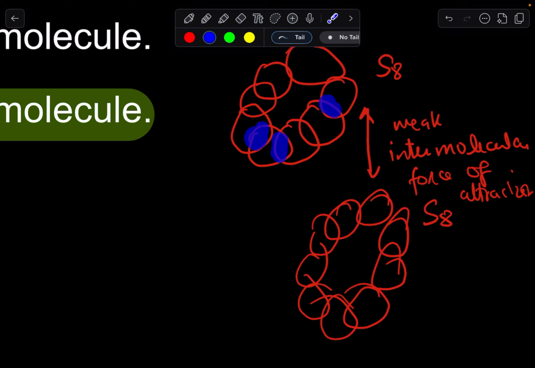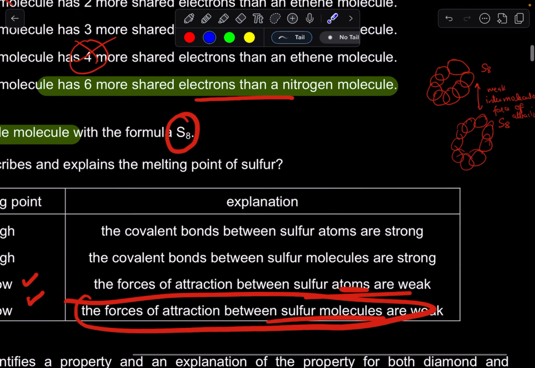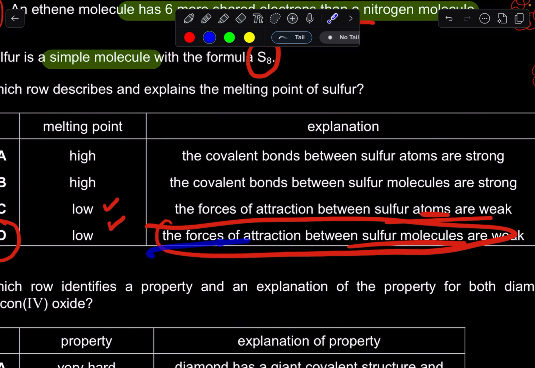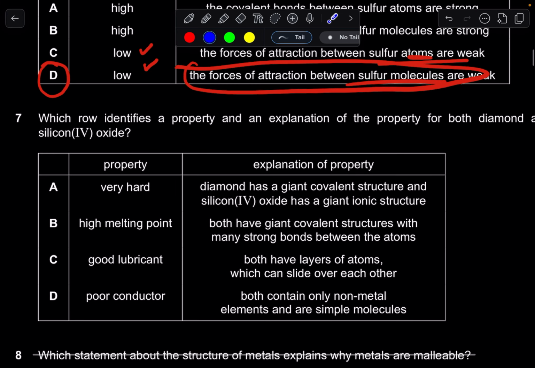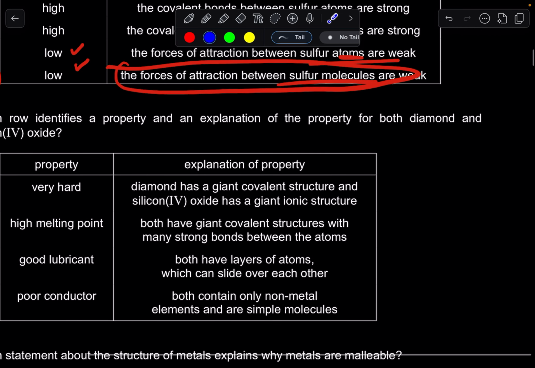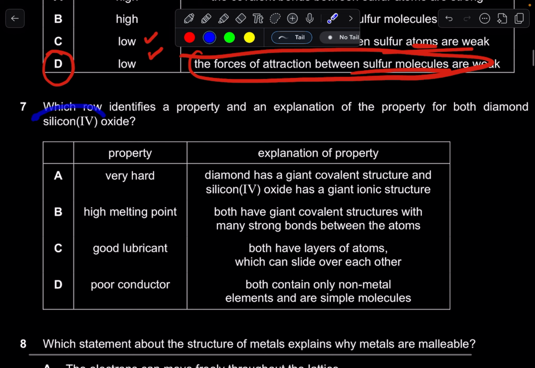Here, these are all covalent bonds and they're very strong. But between two sulfur molecules you have weak force. Okay, so that is what you need to understand, that you're going to have weak force of attraction between the sulfur molecules. Which identifies a property and an explanation of the property for both diamond and silicon IV oxide.